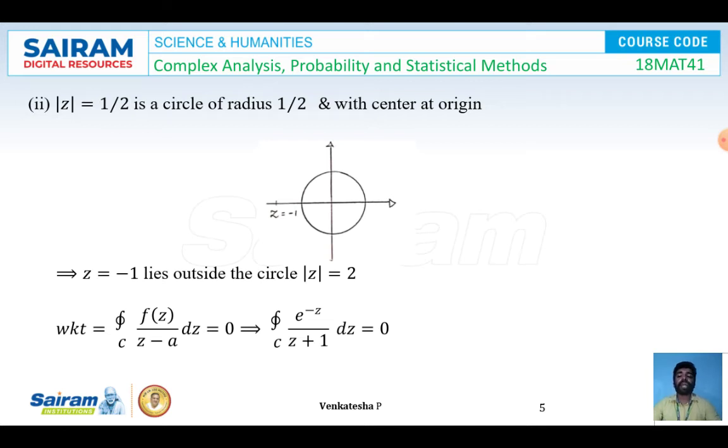The formula will be like this: the integral over C of f(z)/(z-a) dz will be equal to 0. Hence the integral over C of e^(-z)/(z+1) dz will be equal to 0.